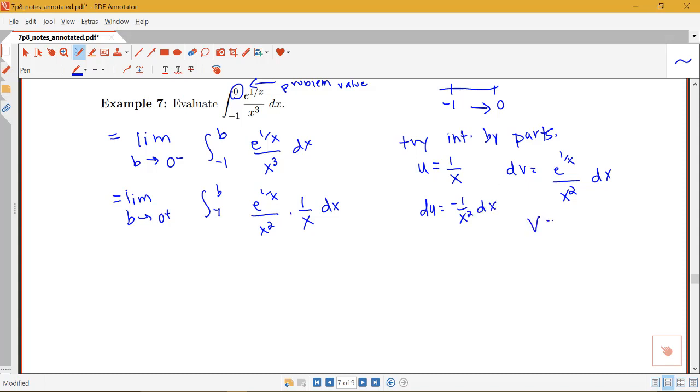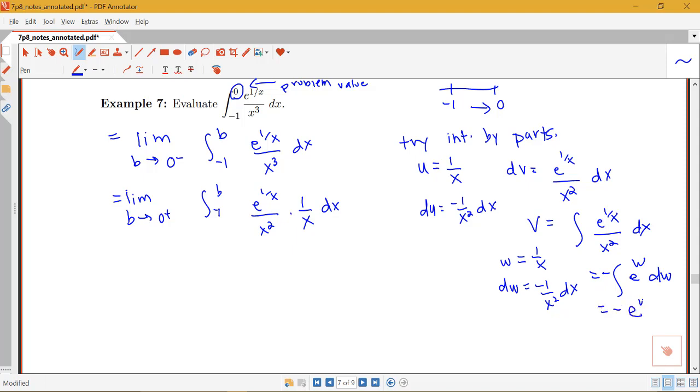And what's our v? Well, v is going to involve taking the integral of e to the 1 over x times 1 over x squared. So I'm going to do a little substitution. So w would be 1 over x. Our dw is -1 over x squared dx. So notice this will be e to the w times negative dw, which will make that negative e to the w, or negative e to the 1 over x. Okay, so we have our different pieces, so we can go ahead and write down what this is using our integration by parts formula.